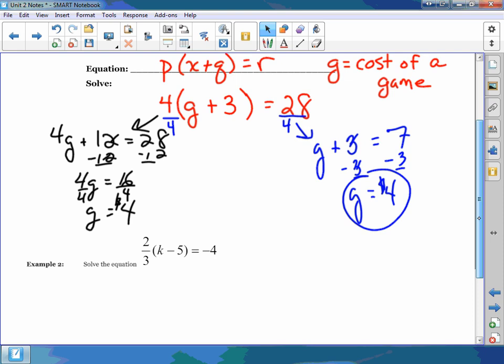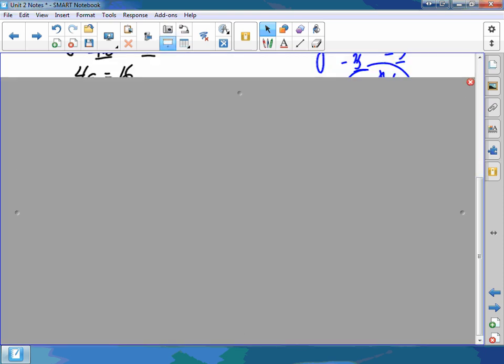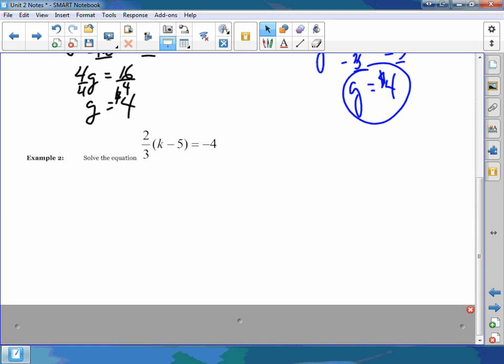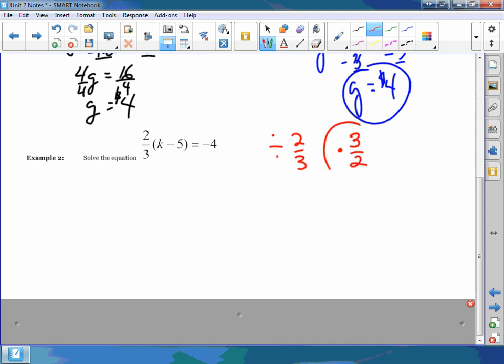So the next one's already presented to you. You don't have to write it. But this one is really going to exemplify that alternative method I just showed you. Because I get this 2/3 outside of the parentheses, and I know how much you love working with fractions. So we're going to try to get rid of these fractions. I can get rid of this 2/3 by dividing both sides by 2/3, which we all know is the same as multiplying by its reciprocal, 3/2. This is the route we're going to take here, because it's a little bit simpler, I think, in this case.